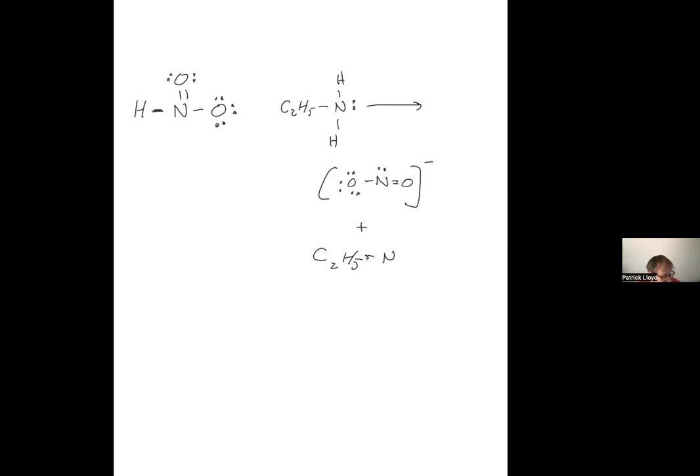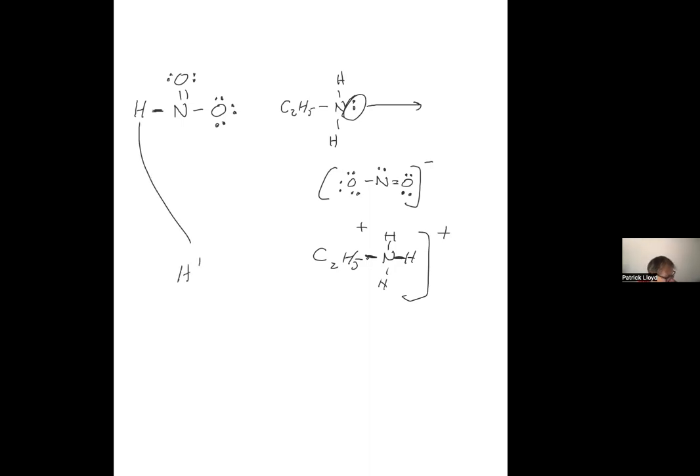NH3. Okay. All right, let me just make sure I got this one correct. This one should have 18 electrons. So 6, 8, 10, 12, 14, 16, 18. So that one's good. Okay. So notice you got this new bond here. Where did the pair of electrons come from? They had to come from here. They're not going to come from the H plus.